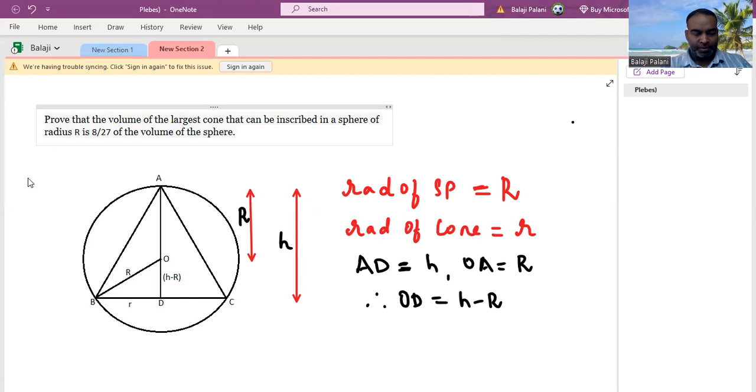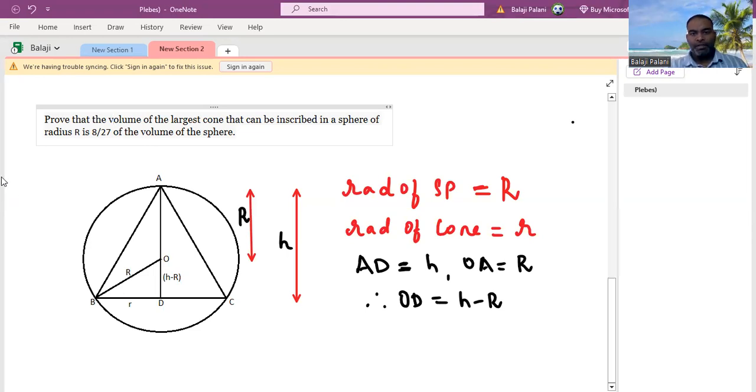Now, what is the concept here? You're going to alter the cone in such a way that it has the maximum volume, and it is 8 by 27 volume of the sphere. So what do I mean by saying that the cone has to be adjusted? You can reduce the radius and increase the height, or you can do the reverse: reduce the height and increase the radius. However it is, the volume has to be largest.